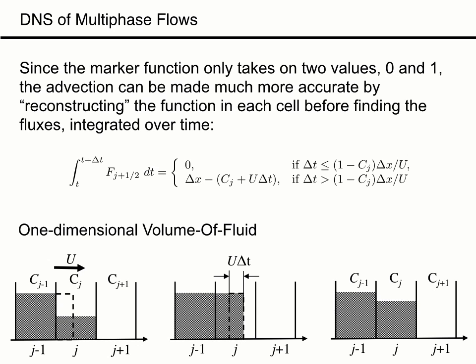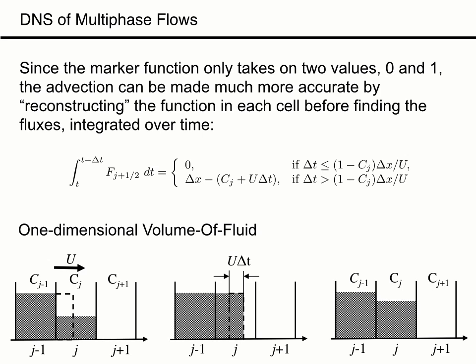It is, in particular, easy to determine exactly where the interface is. If the value is Cj, then the interface is Cj times delta x from the left boundary, and if the size of the time step is such that the interface moves less than (1 minus Cj) times delta x, or when u delta t is less than (1 minus Cj) delta x, then nothing should flow into the cell on the right. If u delta t is greater than (1 minus Cj) times delta x, then the total amount of C that flows from cell j to cell j plus 1 is u delta t minus the amount of C that remained in cell j, or delta x minus Cj times delta x.